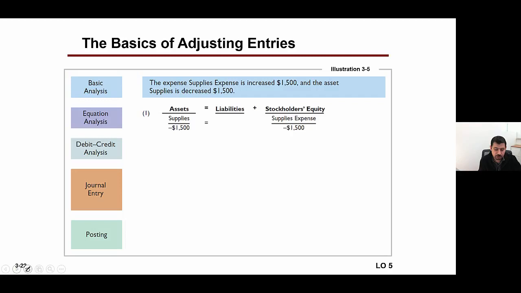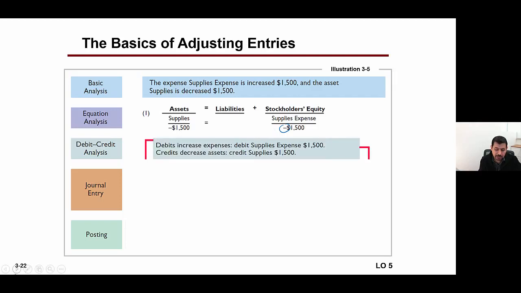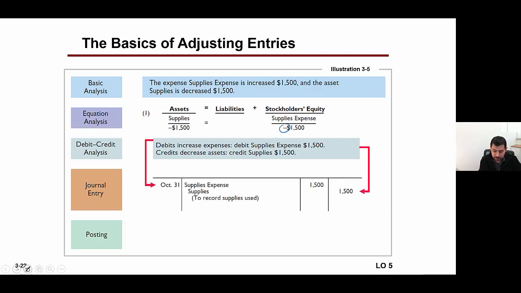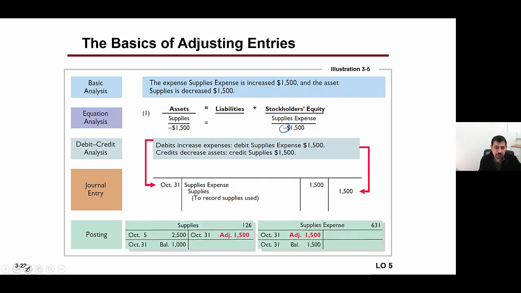This is how we made the analysis. We looked at the equation. Supplies decreased by 1500 and the supplies expense increased by 1500. Remember that this minus here reflects the negative effect that expenses have on stockholders' equity, because in this case stockholders' equity will decrease by $1,500. Assets decrease by crediting them, and we increase expenses by debiting them. So we debit supplies expense and we credit supplies, and this is how we post it to the ledger accounts.